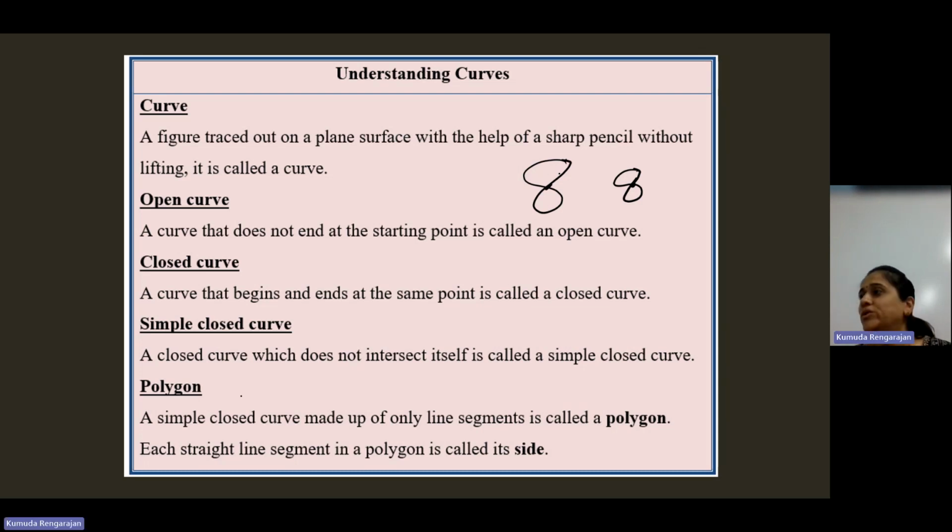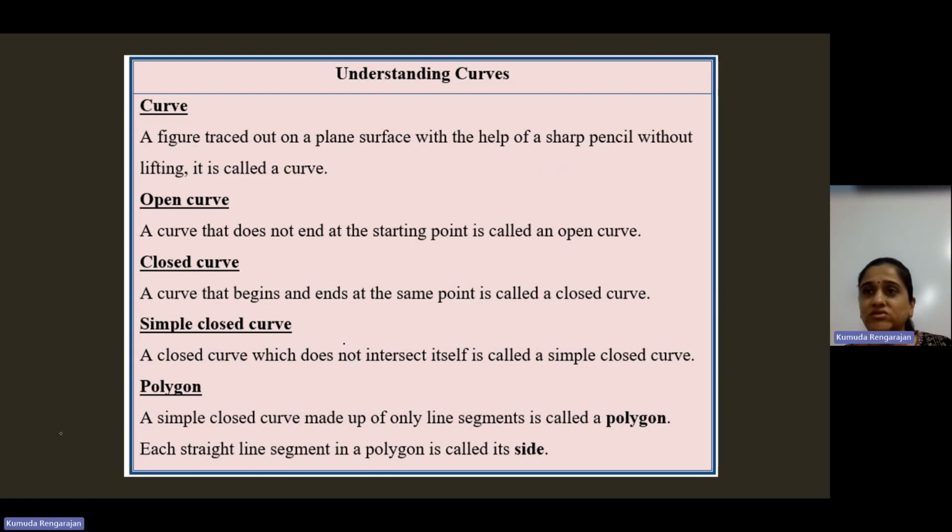If the curve crosses over itself or intersects itself, it is not simple. If it is simple, it should not intersect. If it intersects, it is not simple. Simple means what? It should not cross over itself. Then it is simple. So this number 8 is a curve, is a closed curve, but it is not a simple closed curve because it crosses over itself. You can find this intersection point here, right?